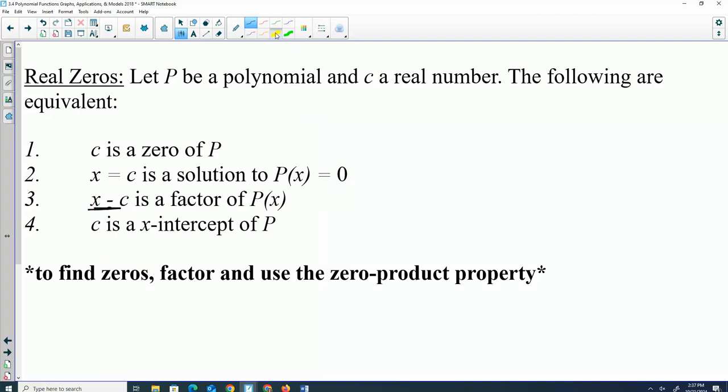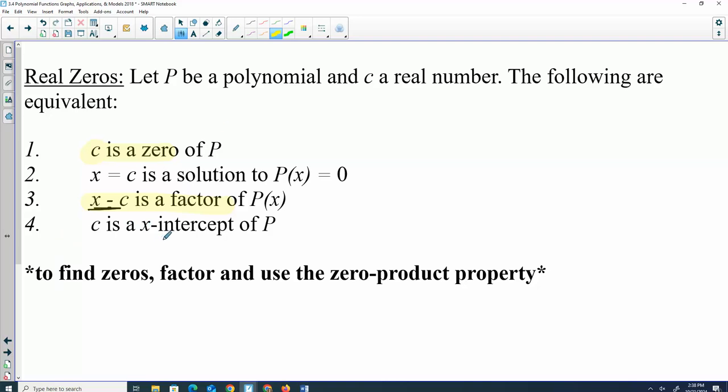Factors have the x with it. So a 0 is just a number. A factor is x minus that. That's the big thing we did in the previous section. You had to write your factored form when you had all the x's, and you had to list your zeros, which is just the numbers.